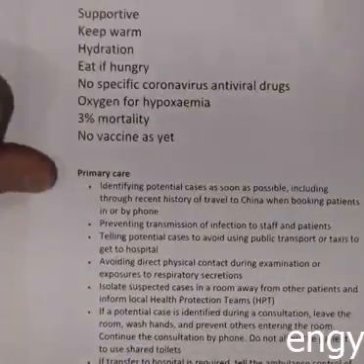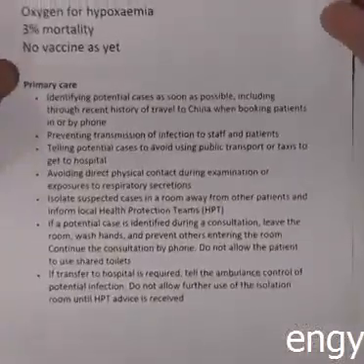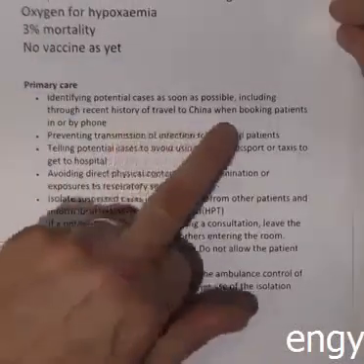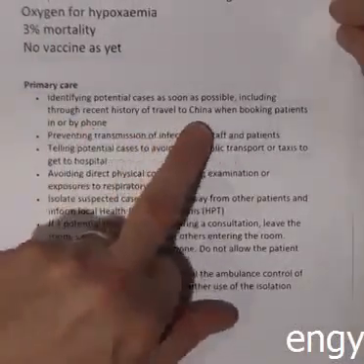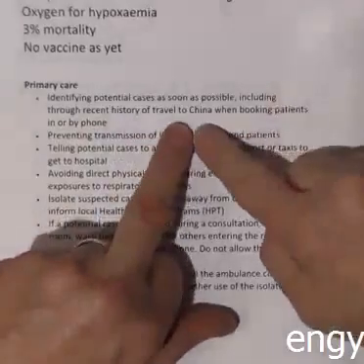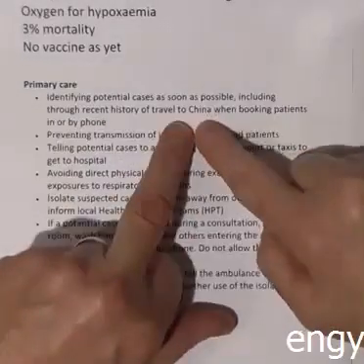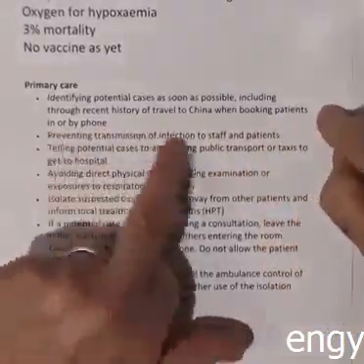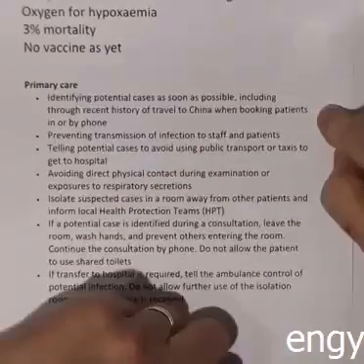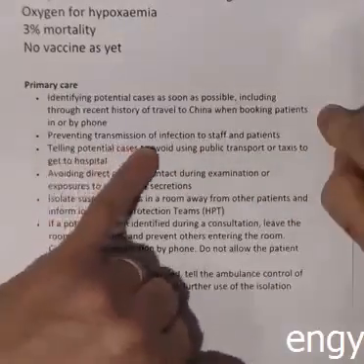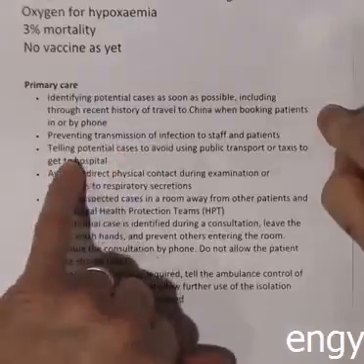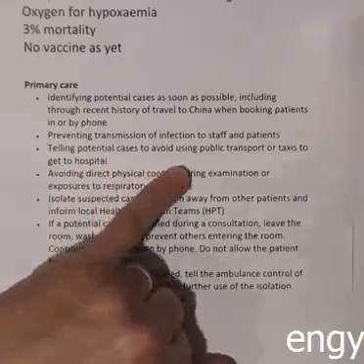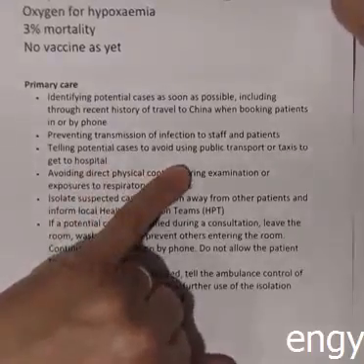And in the UK, we've got some preliminary guidelines for primary care. Identify patients as soon as possible, including a thorough recent history of travel to an infected area. As the infection gets more diffuse, that could be from other areas as well as China. So get that history before we meet them face to face, preferably. Preventing transmission of infection to staff and patients, we want to do that. Telling potential cases to avoid public transport, so we don't want people coming to see us on the bus where they're going to be spreading it all over the place.